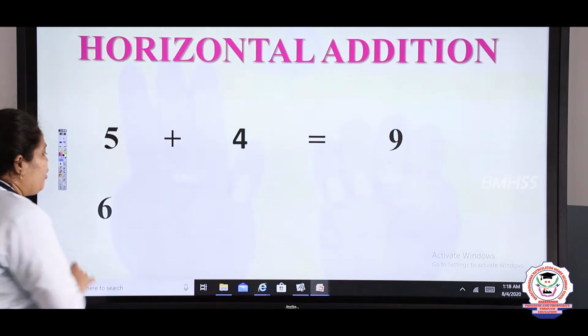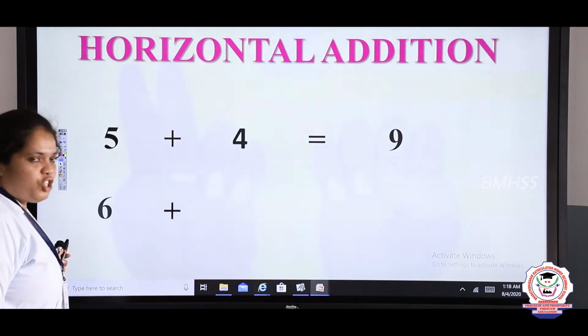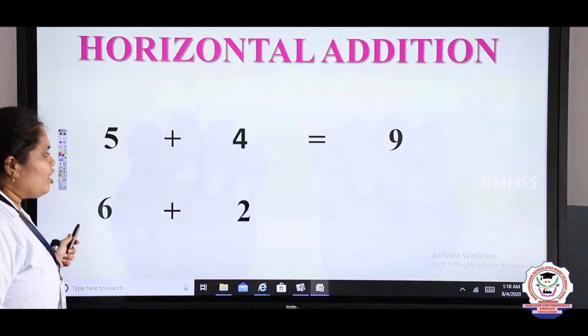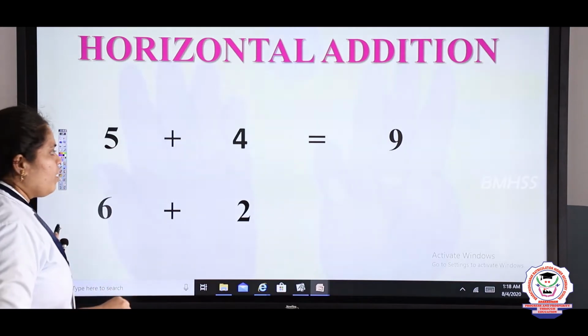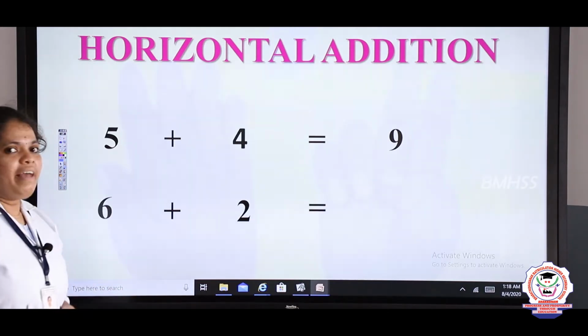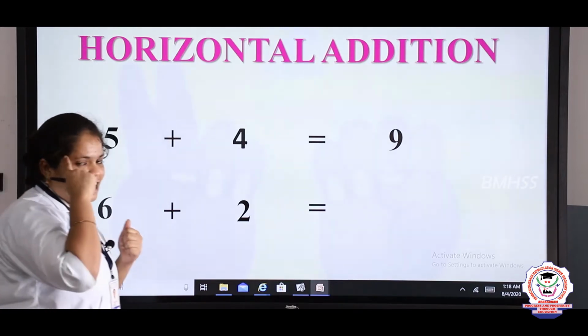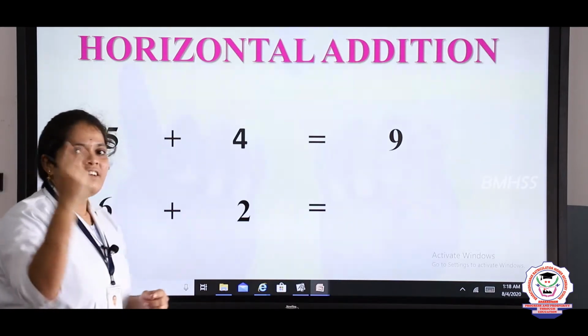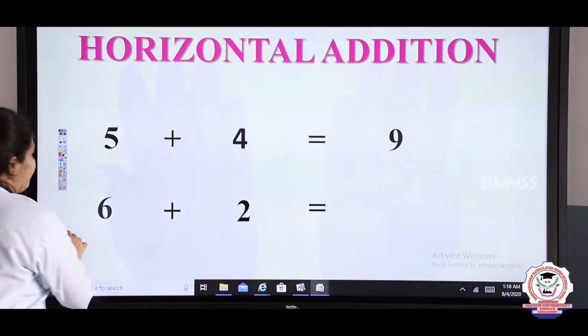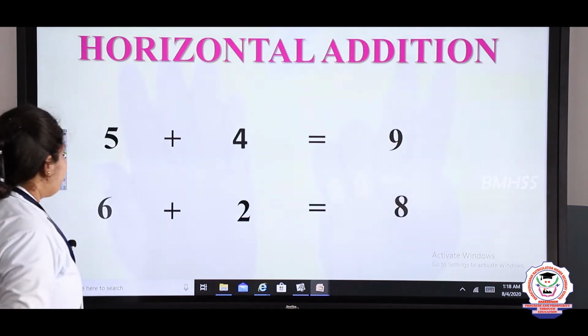Shall we do one more problem here? 6 is your addend 1, and denoted by the addition symbol, the addend 2 is number 2, equal to, what will be the answer? What should be in your mind? 2 or 6? Very good. 6 in your mind, 2 in the finger. 6, after, 7, 8. Very good. Shall we see one more?